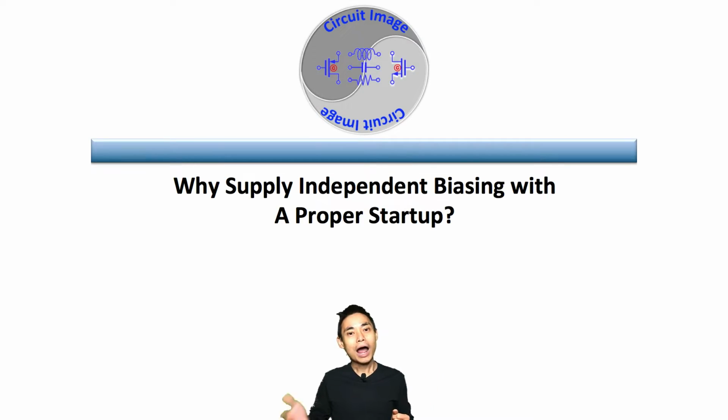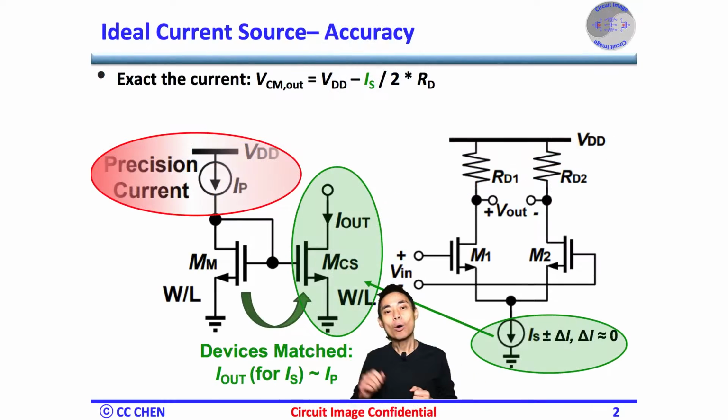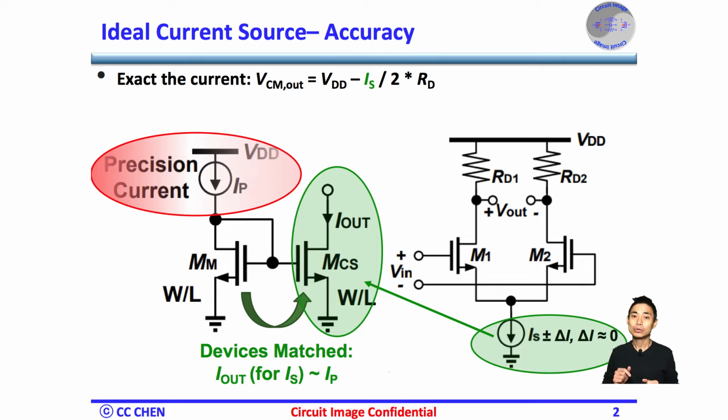In this video, I'm going to show the image of why you need supply-independent biasing with a proper setup. From the white current mirror video, we've known that the current accuracy is very important to provide a well-defined DC operating point for a CML amplifier or any other analog circuitry.